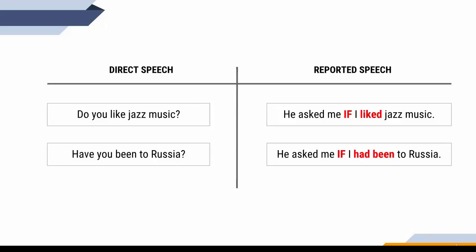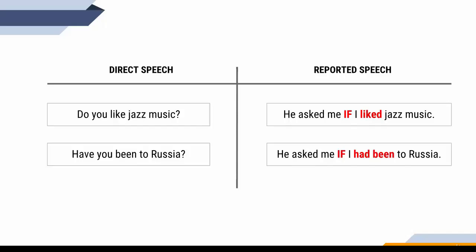Look at these two examples again. So, what's the common thing? When you ask a general question, or a question which has a yes/no answer, then you use if. He asked me if. After that, you form the normal statement sentence, the normal affirmative sentence, and all of the rules that you know about the tenses are applicable here.